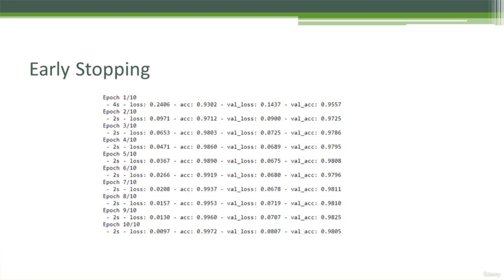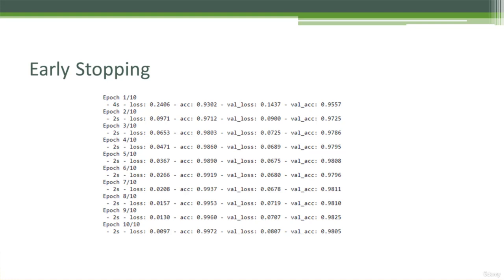Another very simple solution is called early stopping. So let's take a look at this printout as we're actually training a real neural network. So you can see that if you look at the accuracy on the validation set, that's the right-hand column there, we're going from 95% to 97%, and things are getting better. And then all of a sudden we get up to around 98% and things start to get weird. It starts to oscillate, right?